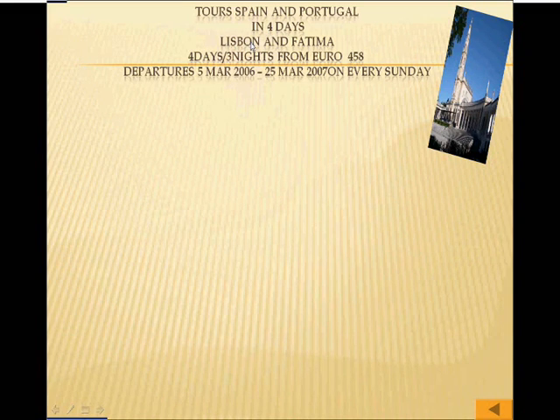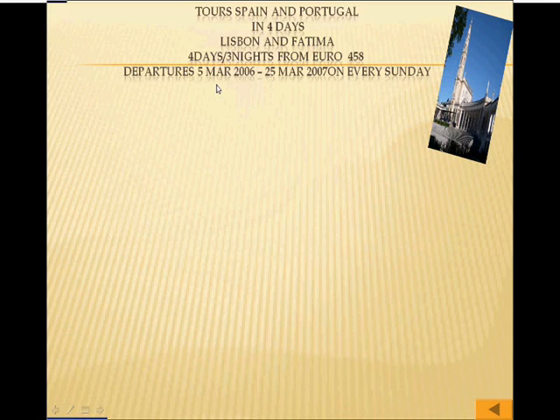Also, you go from Lisbon and Fatima. Okay, so it starts from Lisbon, which is another city in Europe, and Fatima, another city. And it takes 4 days or 3 nights. So it means the people stay there for 3 nights, and also 4 days, and it is for 458.